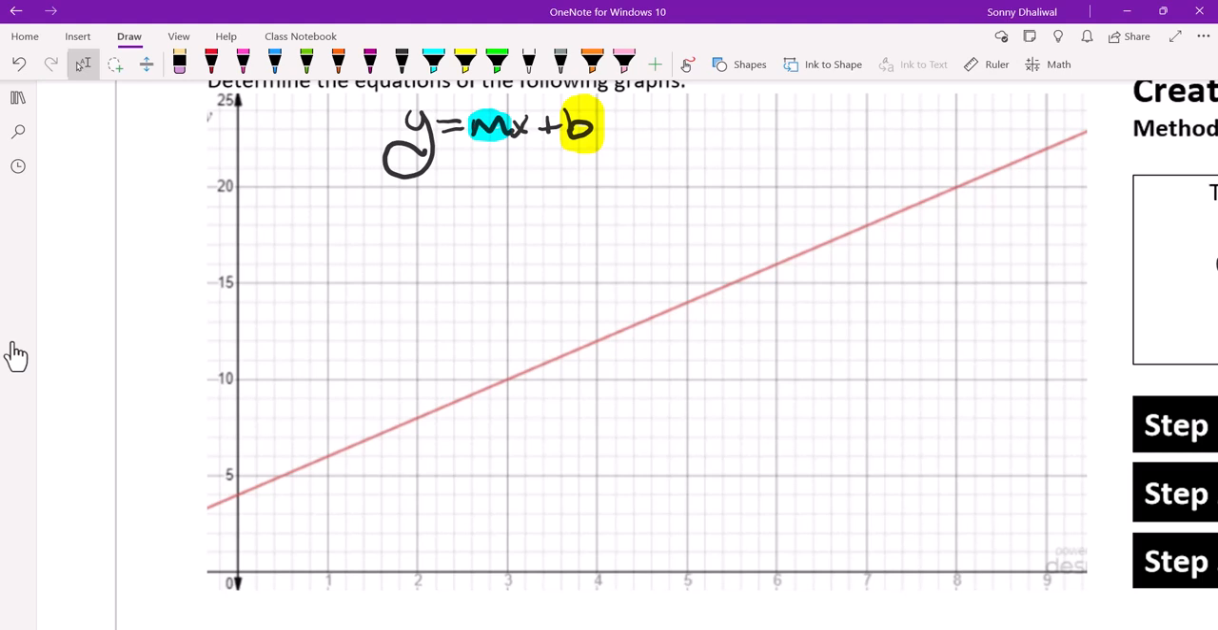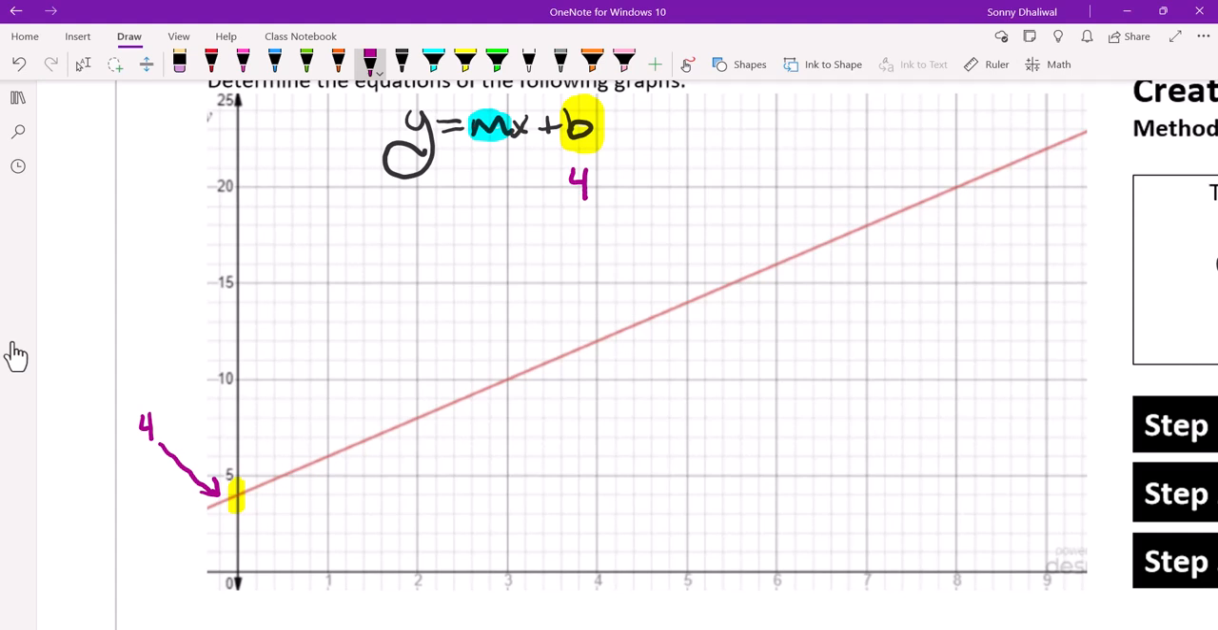Negative 4? No, these are positive numbers. That's just the line going through. So 4. All right? So it crosses right here. This is the number 4. So we know our b value is 4. Okay? Now we need to figure out what the slope is.